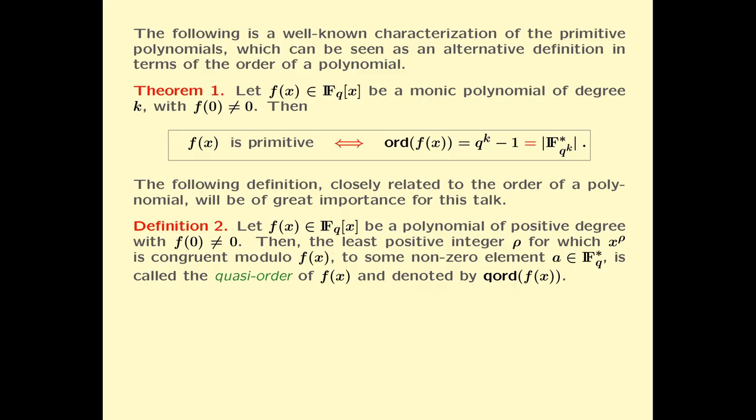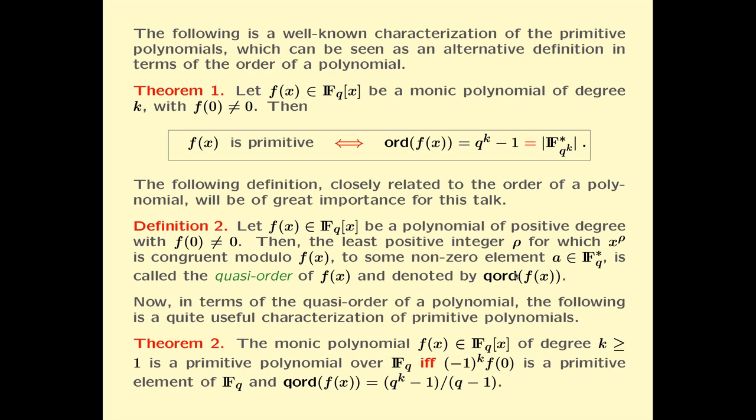The following definition, closely related to the order of a polynomial, will be of great importance for this talk. Definition 2. Let f(x) be a polynomial of positive degree with f(0) different from 0. Then the least positive integer r for which x^r is congruent modulo f(x) to some non-zero element A in the finite field Fq is called the quasi-order of f(x) and denoted by q-ord of f.